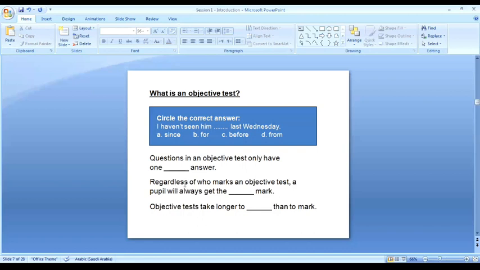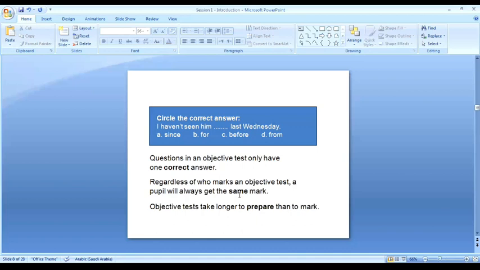So regardless of who marks an objective test, a pupil will always get the same mark. The pupil gets the same mark. Objective tests take longer to prepare than to mark. Let us see this. A question in an objective test has only one correct answer. Regardless of who marks an objective test, a pupil will always get the same mark.